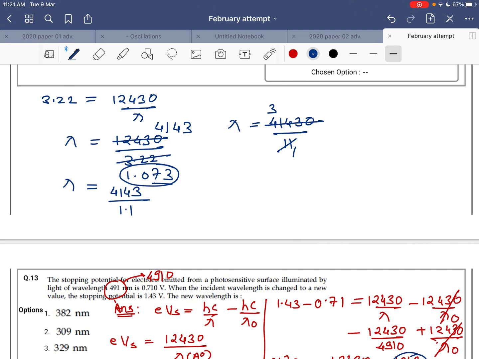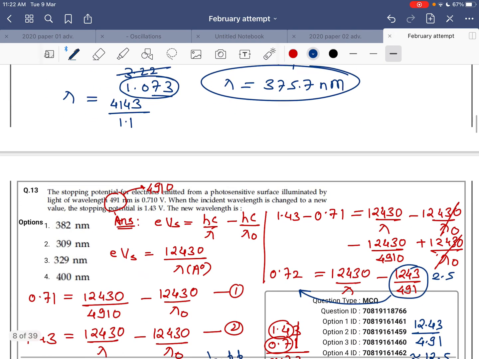So 11 3s are 33, and 41 minus 33 leaves 8. Now 11 7s are 77, so what remains here would be 6. Okay, 11 5s are 55, and then what remains here would be 77, in angstrom. So in nanometer it will be 375.7 nanometer.